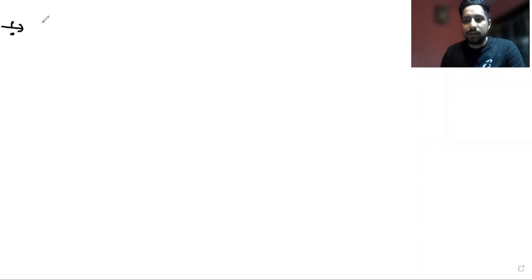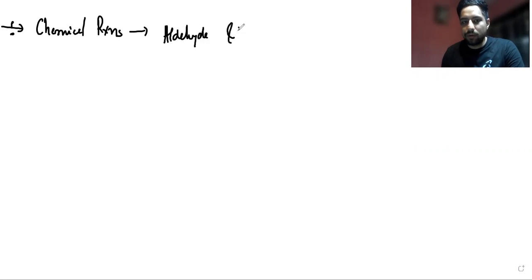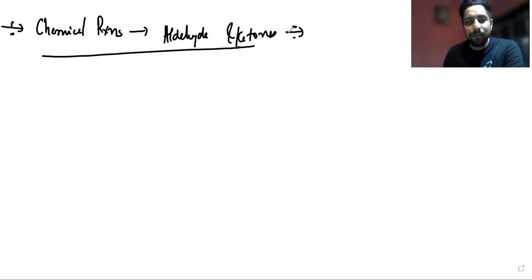So now we will discuss chemical reactions, that is, what chemical reactions are shown by aldehydes and ketones. Chemical reactions of aldehydes and ketones that we are going to discuss, what type of chemical reactions they undergo.